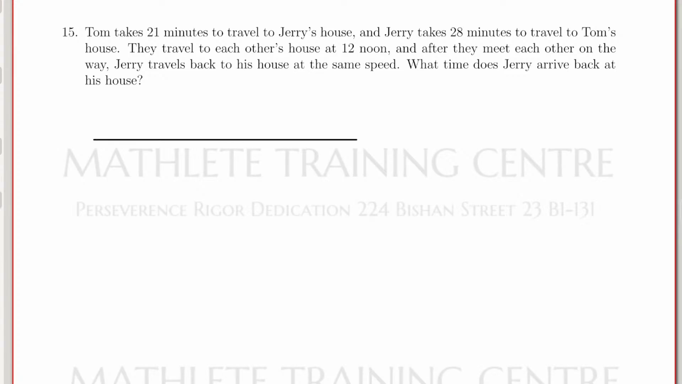So what it looks like is you have Tom, you have Jerry. Tom takes a shorter amount of time, so Tom has a faster speed. When they travel towards each other, you can see that Tom will be able to meet Jerry and travel more. Now, when they meet each other, Jerry will travel back to his house at the same speed. So Jerry's pathway is the one in red color here. The question becomes, how long does this take?